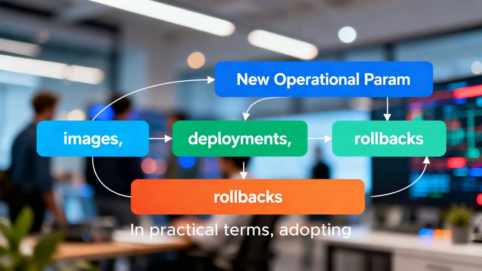In practical terms, adopting Atomic Linux means changing habits. You think in terms of images and deployments. You separate system and application. You rely on rollbacks instead of repair. You accept that the base is not meant to be endlessly tweaked.